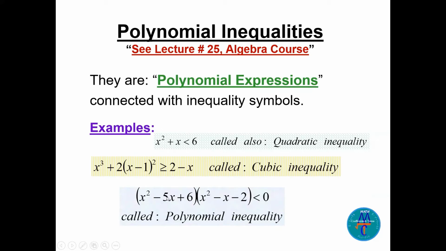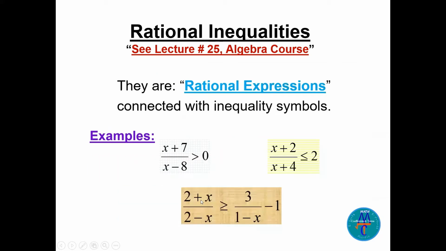Solve x squared minus 5x plus 6 multiplied by x squared minus x minus 2 less than 0. This is a polynomial because the degree is 4 or more. We can call it polynomial inequality.